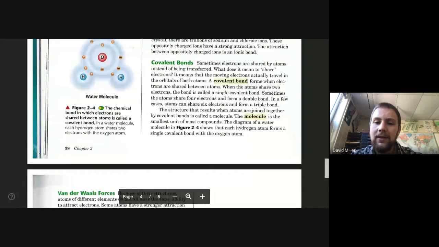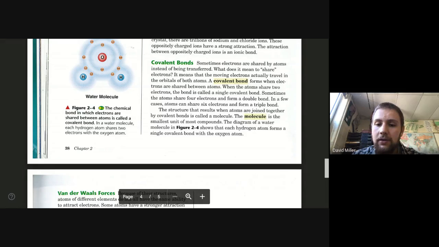Covalent bonds. Sometimes electrons are shared by atoms instead of being transferred. What does it mean to share electrons? It means that the moving electrons actually travel in the orbitals of both atoms. A covalent bond forms when electrons are shared between atoms. When the atoms share two electrons, the bond is called a single covalent bond. Sometimes the atoms share four electrons and form a double bond. In a few cases, atoms can share six electrons and form a triple bond.